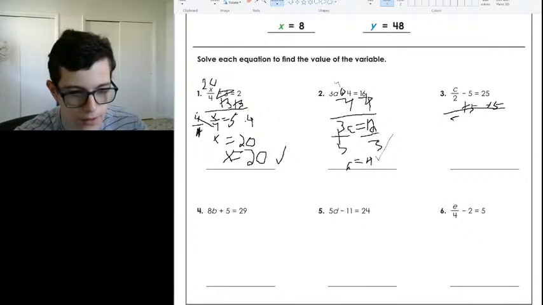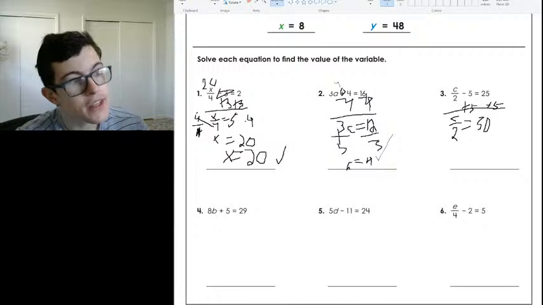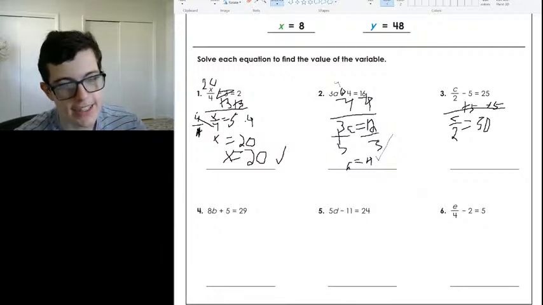And then we're going to have c over 2 equals 30, because that's 25 plus 5. Then this time, our inverse operation is multiplication, because this is a division fraction problem, c over 2. So what we're going to do is multiply 2 by both sides of the equation.